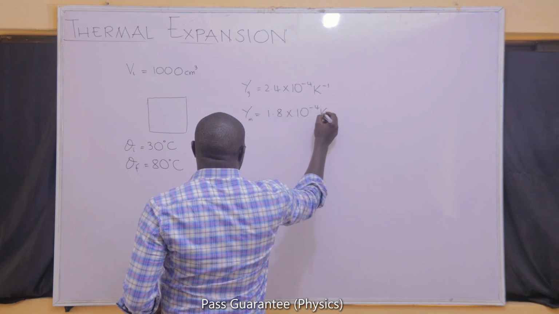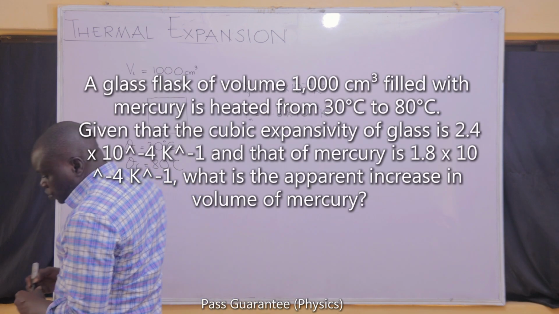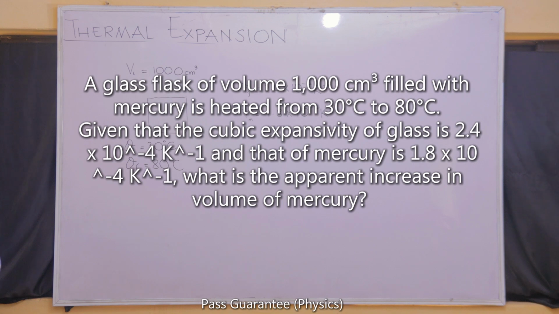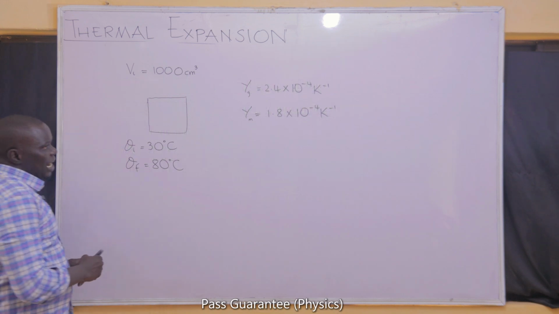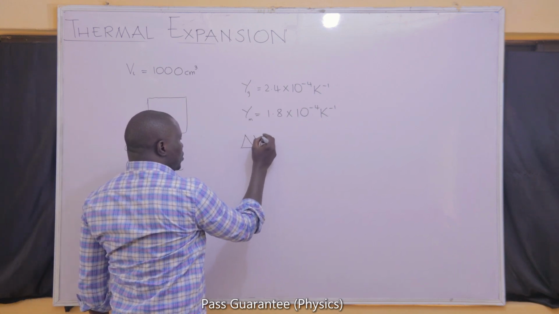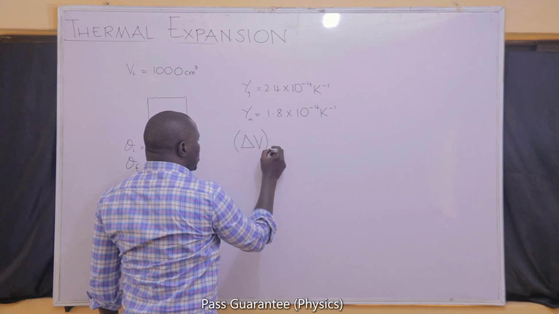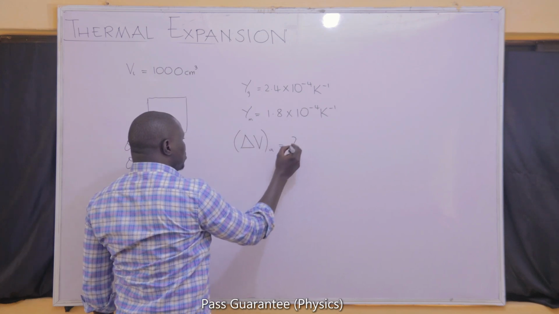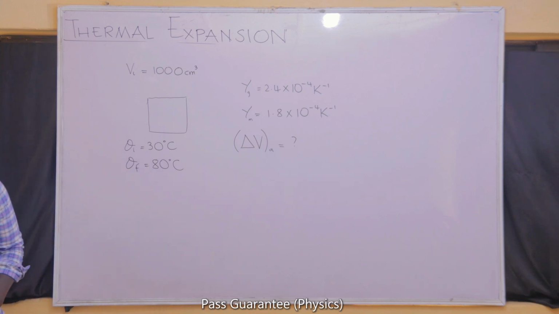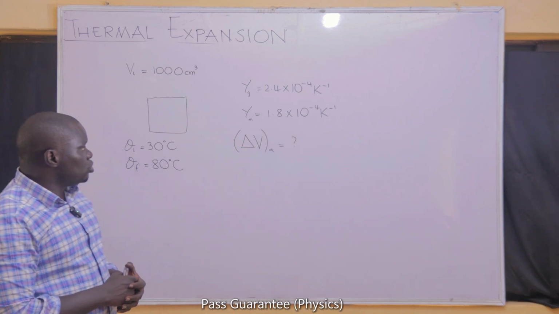The question that they want us to solve is that we should find the apparent increase in volume of mercury. Increase in volume is the change in volume. The apparent change in volume of that mercury is what they want us to find. So that is simple enough for us to do.